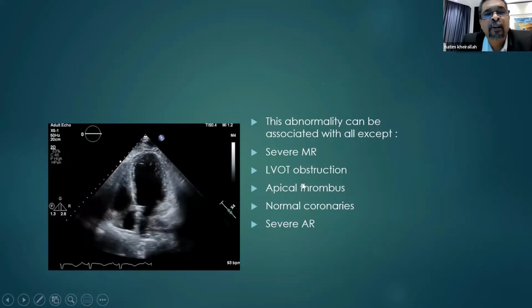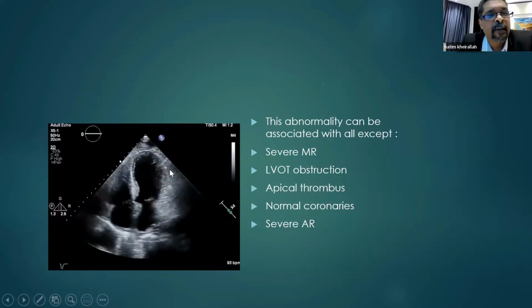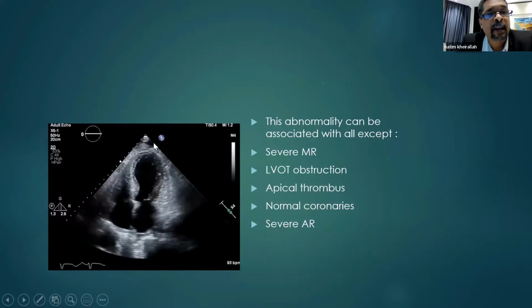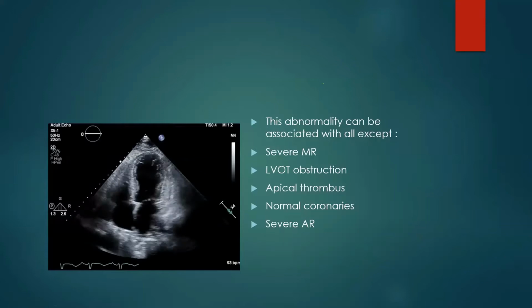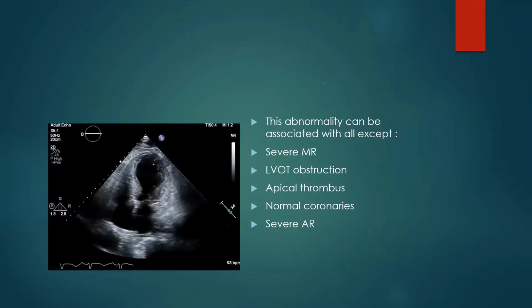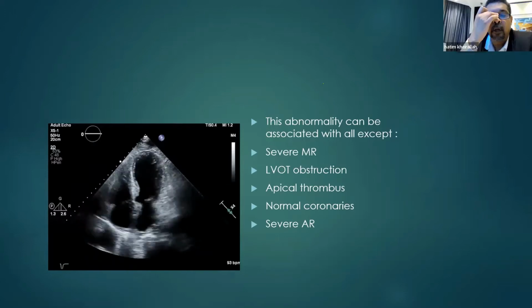LVOT obstruction. Are you expecting LVOT obstruction as a complication of Takotsubo or anterior wall MI when you are having apical hypokinesis and hypercontractile base? No, unlikely. Only as a compensatory mechanism, by exaggeration of the function, leading to some sort of hypertrophy. Okay, right.